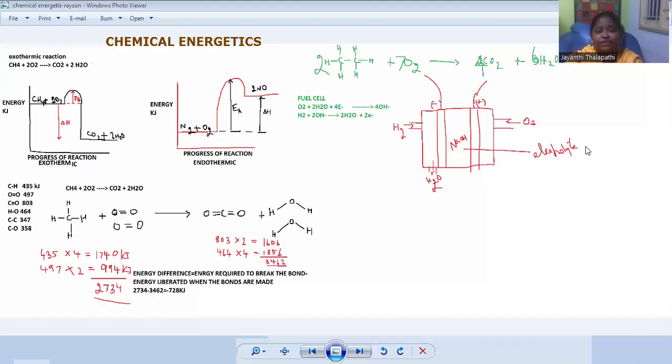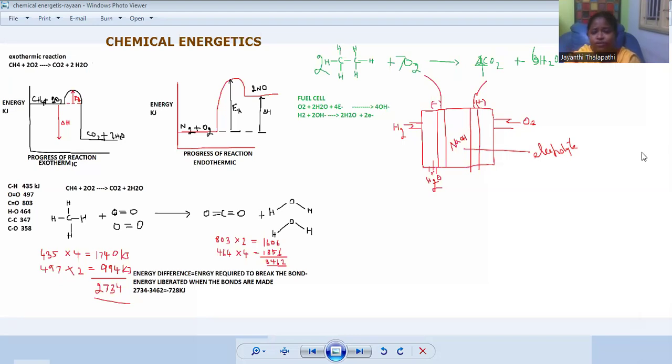Today we are going to see about chemical energetics. Actually, these are the most important topics in this chapter in IGCSE. So over here we'll discuss endothermic and exothermic reactions. Endothermic reactions take in energy, and exothermic reactions liberate energy, as we know very well.